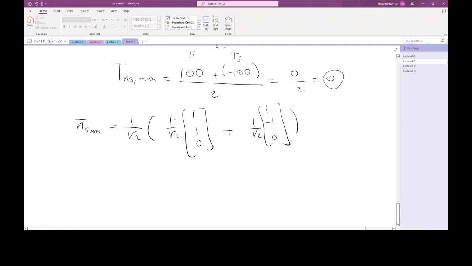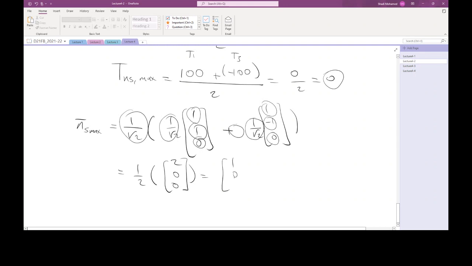All right, so I'm just going to take 1 over square root of 2 as a common factor and multiply it with this 1 over square root of 2. So this will give me 1 over 2. This is multiplied by 1 added to 1, this is 2. And then I have 1 added to minus 1, this is going to be 0. And then I have 0 added to 0, which is going to be 0. So I basically just have here half multiplied by 2, and this is going to be 1, 0, 0.